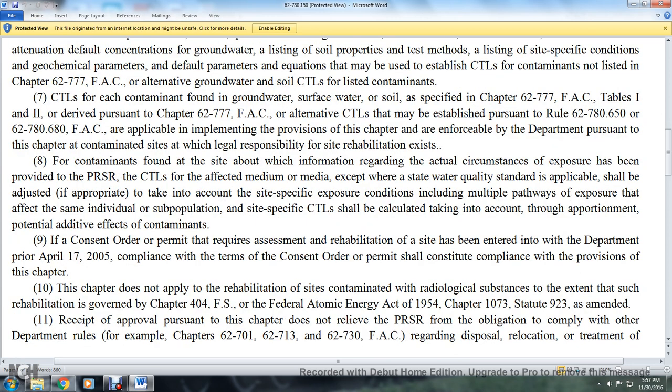9. The consent order or permit that requires assessment or rehabilitation of the site has been entered by the department prior to April 17, 2005. Compliance with the terms of the consent order or permit shall constitute compliance with the provisions of the chapter.